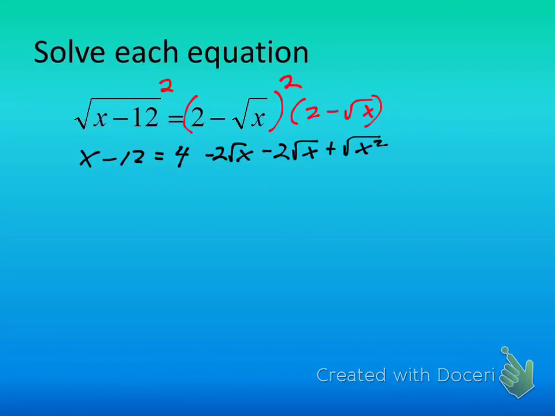Okay. Now, we got a lot of cleaning up to do on the right side. Most notably, we have like terms here. Negative 2 minus 2 gives you what? Negative 4. So we have x minus 12 equals 4 minus 4 square root of x. This square root of x squared becomes just x. And then these two x's here cancel out, because you're going to subtract x from both sides, right? So subtract x, and if you want to kill two birds with one stone, that's fine.